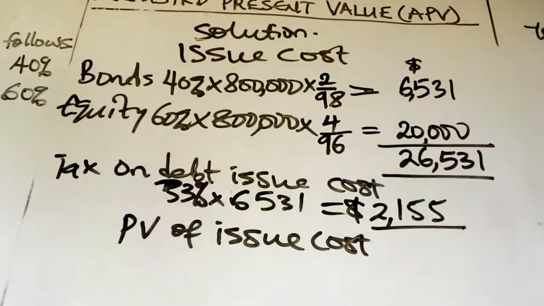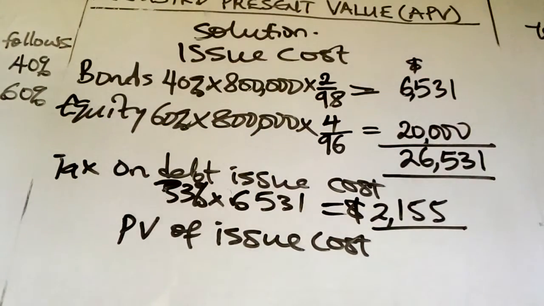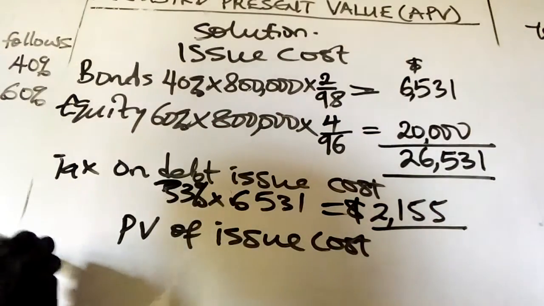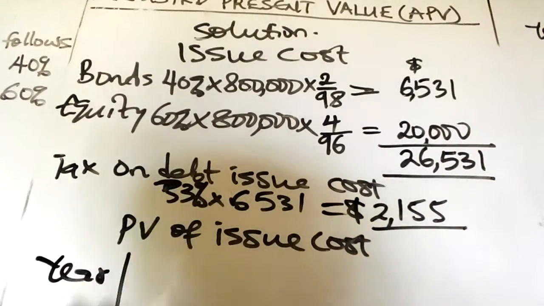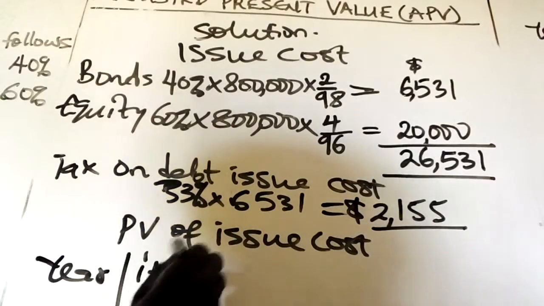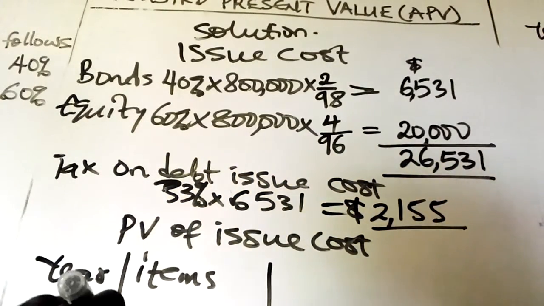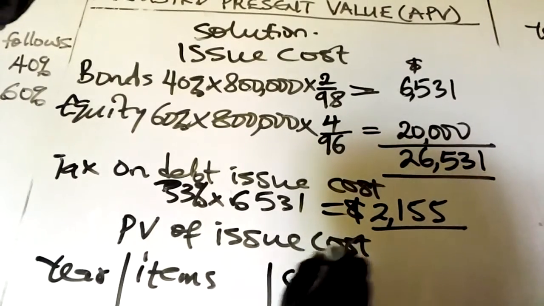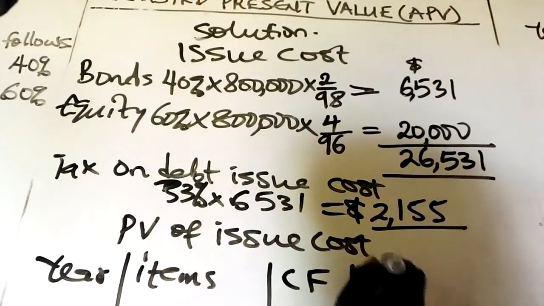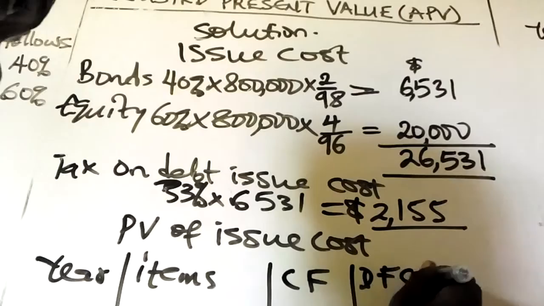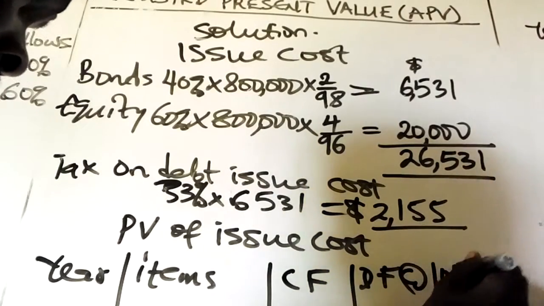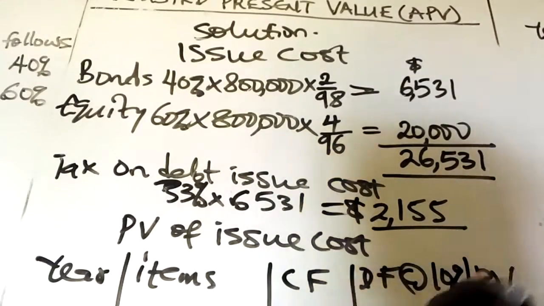So now we want to calculate the PV of issue cost. To compute the PV of issue cost, you have the year, the items, the cash flows, the discount factor, and you use the risk-free rate, then the PV, the present value.